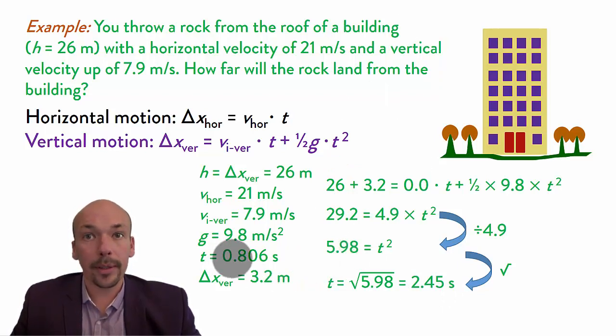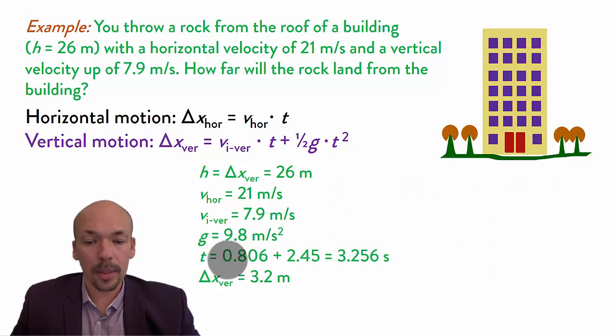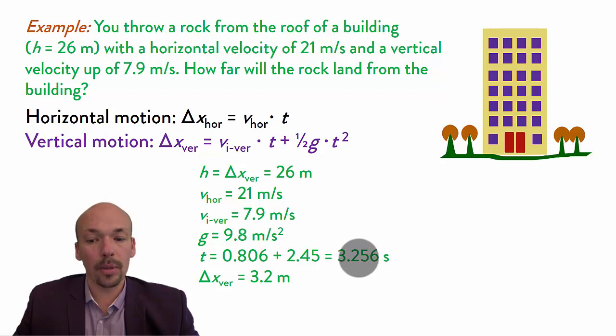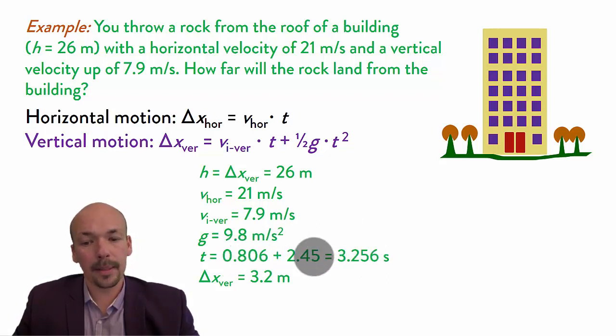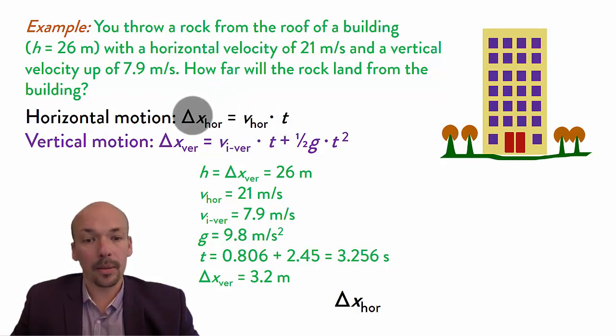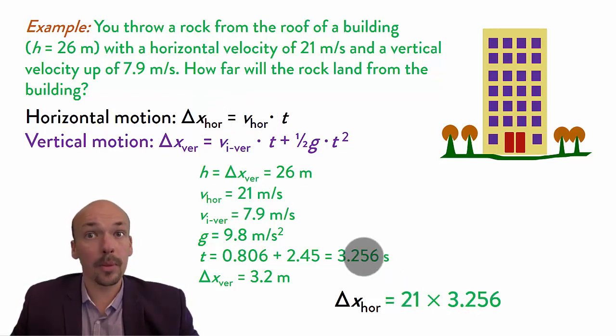And we already know how long it took to go to the highest point. So we now know that in total, the whole vertical motion took 3.256 seconds. So first going up, it took this time, then going downwards, it took this time. So in total, the rock was in the air for 3.256 seconds. And now we can calculate the horizontal distance. Yes, I know this is a very difficult example. So now we can calculate it because we have the horizontal speed multiplied by the time the rock was actually flying, and it's 68 meters.